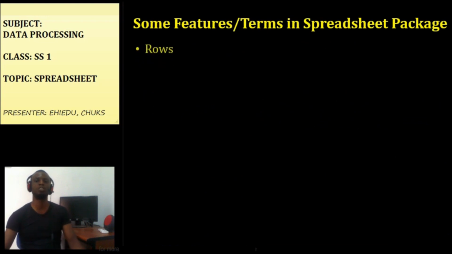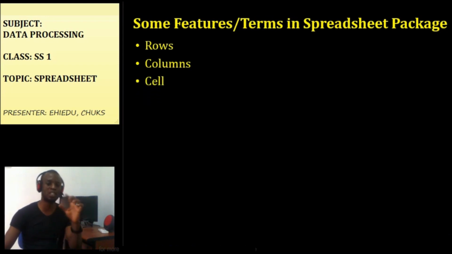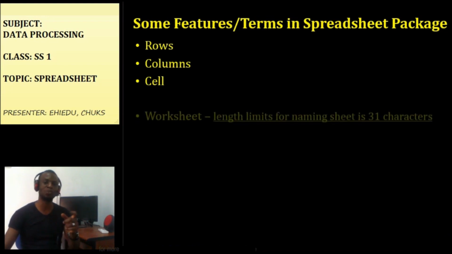Okay, now let's see some of the features that you have in your spreadsheet package. The first one are rows, the ones that go horizontally. You see them moving horizontally on the workbook or on the spreadsheet, that's the worksheet. You also have the columns. These are the vertical sections. When these rows and columns intersect, they give you a box-like structure. That intersection will give you what you call a cell. The intersection of a row and a column will give you a cell.